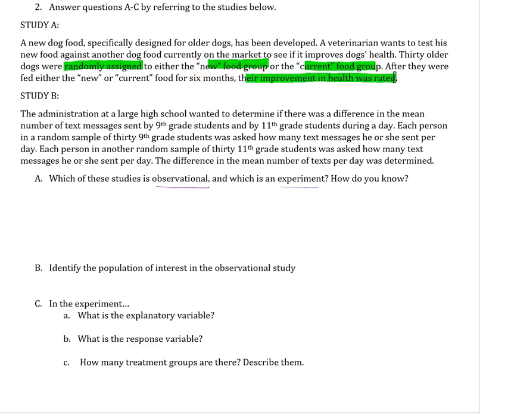Okay, just based on me reading this, I can tell that that's the experiment, because I'm randomly assigning the dogs into 2 groups for comparison. I'm measuring the treatment, which is the new dog food, and the response is the improvement in health. Okay, so I'm actually going to take a second and fill that in down here. So I'm going to say Study A is the experiment.